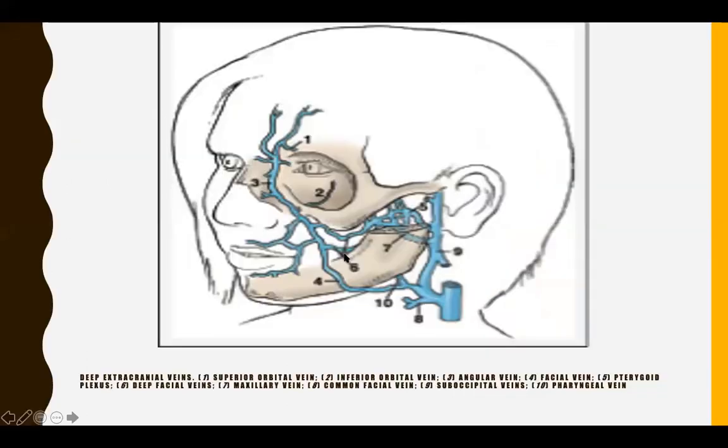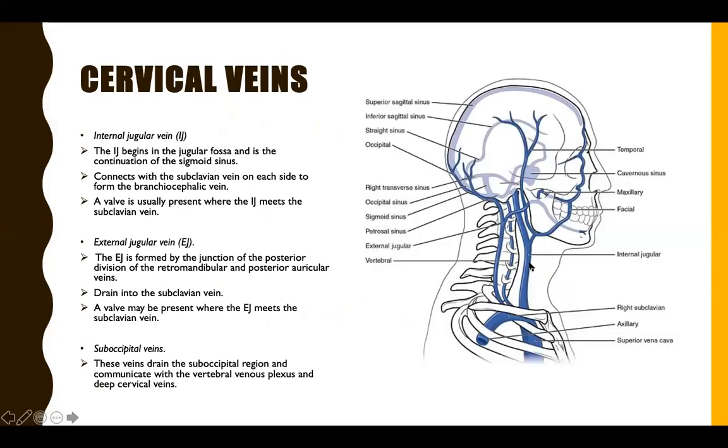Regarding the deep extracranial veins, here are the superior orbital veins and this is the inferior orbital veins, and again they all drain into the angular veins, which continue as the facial veins, and then into the common facial veins and the pharyngeal veins. So this is the pterygoid plexus, which we can see, which connects to the facial vein via deep facial veins. And coming to the cervical veins, so the IJV and EJV and sometimes the suboccipital vein.